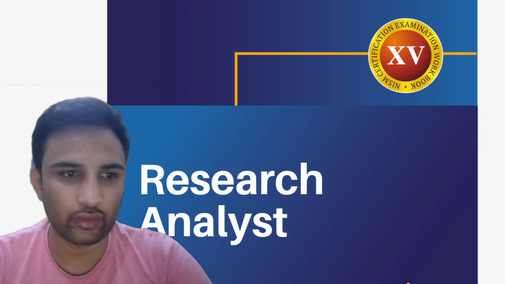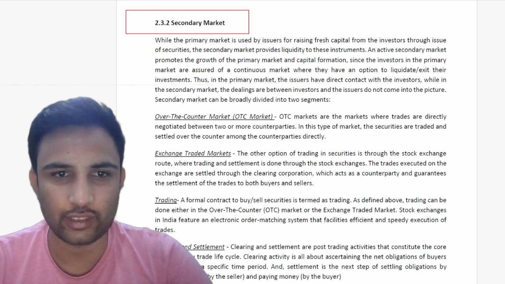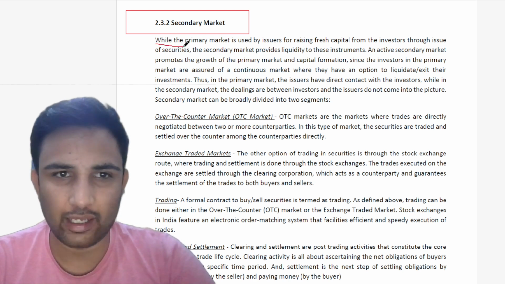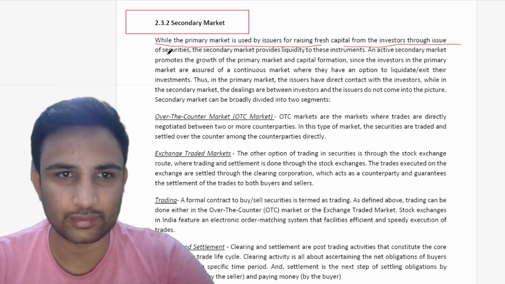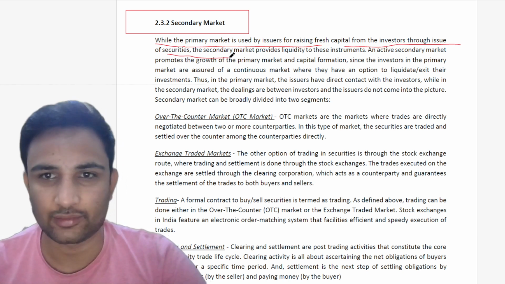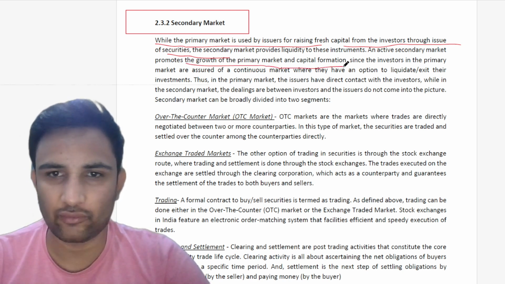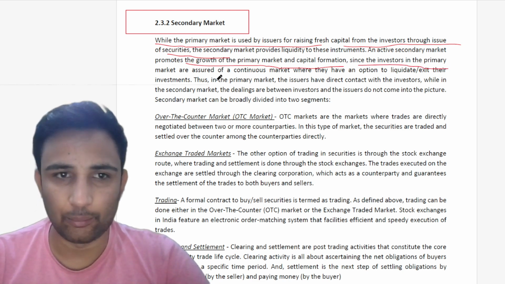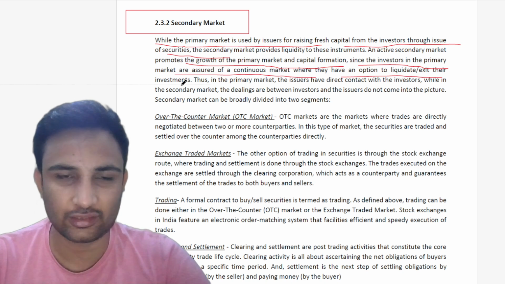So in the previous video we were covering the primary market to issue securities, and in this video we will be covering the secondary market that is used to trade securities. So let's start. While the primary market is used by issuers for raising fresh capital from the investors through issue of securities, the secondary market provides liquidity to these instruments. An active secondary market promotes the growth of the primary market and capital formation, since the investors in the primary market are assured of a continuous market where they have an option to liquidate or exit their investments.